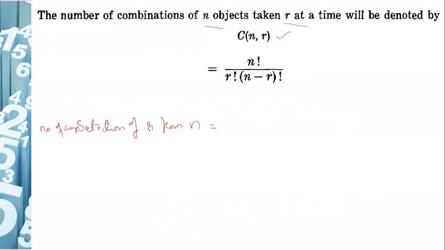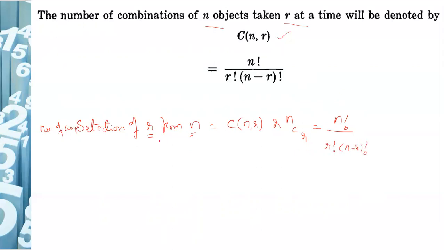Number of ways of selecting R from N. How many ways can you select R objects from N? How many ways can you do it? This is denoted with C of N comma R, in other words, NCR. And the formula for this one is N factorial divided by R factorial into N minus R factorial.